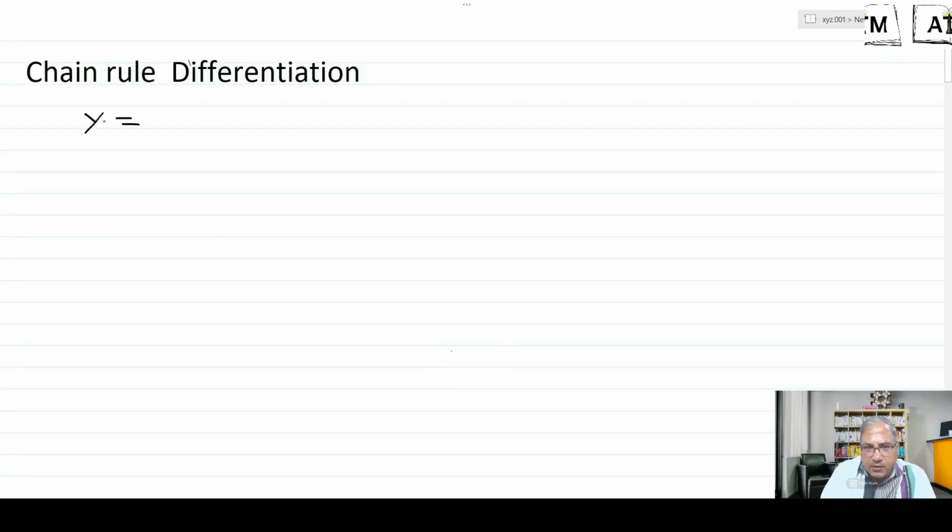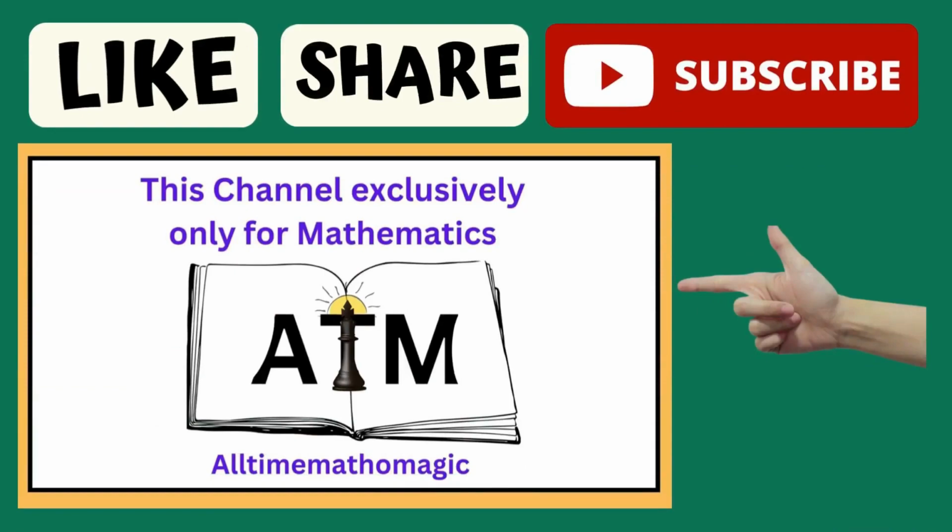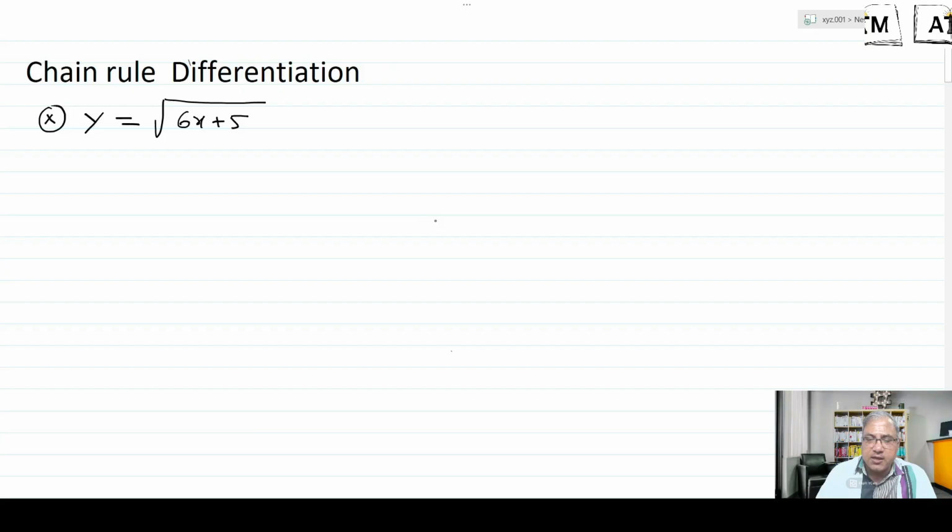Next example, y equals under root of 6x plus 5. What is inside the root? Whatever it may be, not only algebra. I will take more examples, under root of sin x, under root of tan x, like that. In the root any function may be there. We don't bother about that. So first of all, we write here y equals root of 6x plus 5.